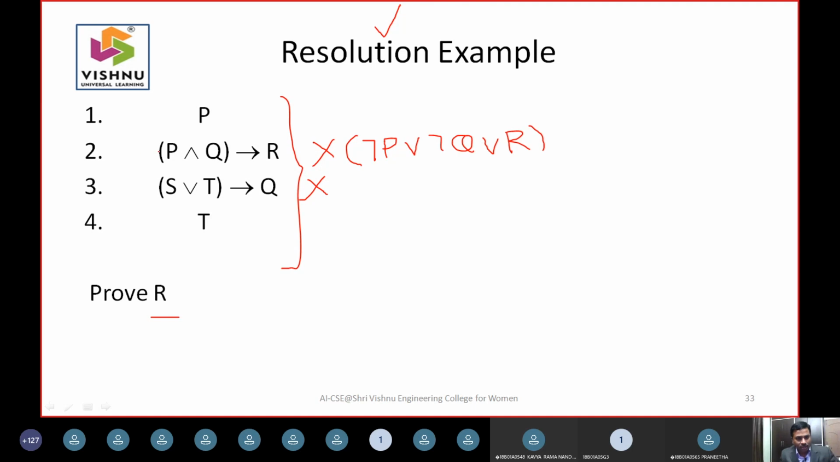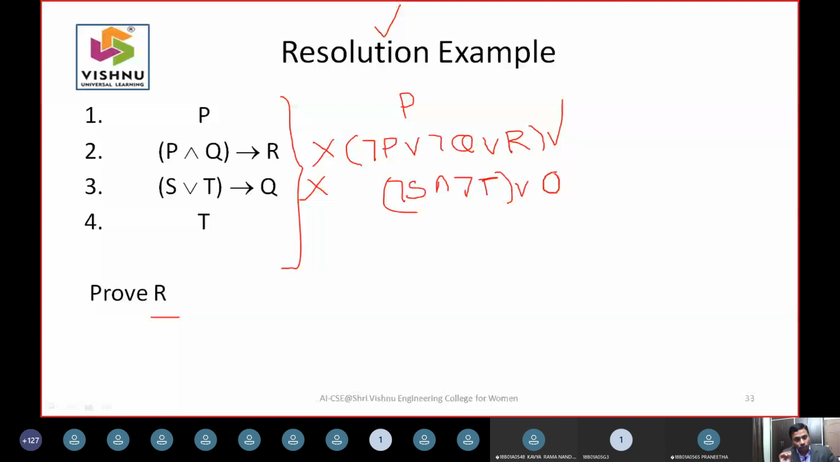So this is not in clause form. This is in clause form, because there is no implication, and the scope of not is also minimized. So obviously that is in clause form, and P is already in clause form. So the third statement is not in clause form. That is the reason I have to apply negation of S and negation of T or Q.